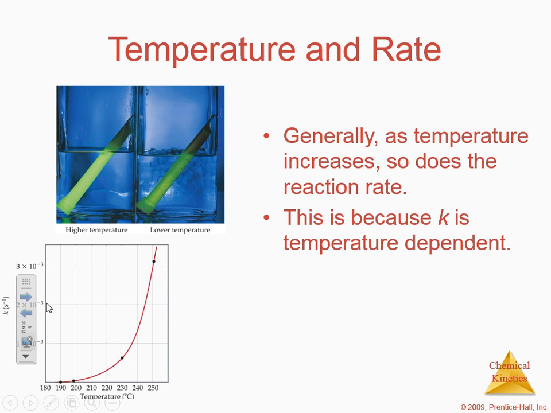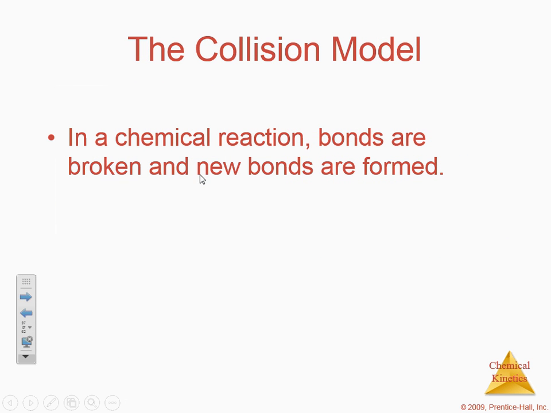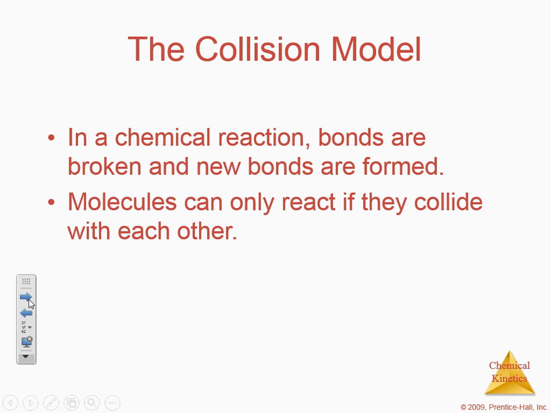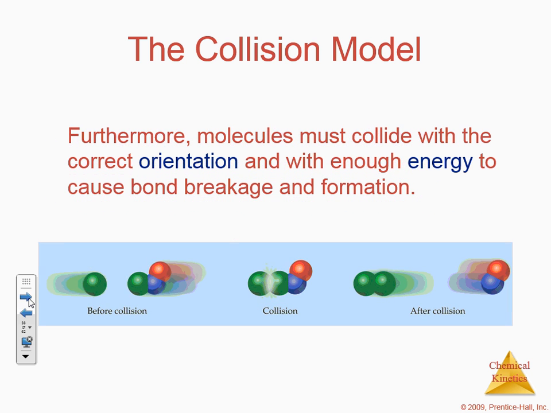Because the rate of the reaction increases with temperature, that means K is temperature dependent. K is going to depend on your temperature. In a chemical reaction, bonds are broken and new bonds are formed. Remember, molecules can only react if they collide with one another. This is key: no collisions, no reaction. Molecules must collide with the correct orientation and with enough energy to cause bond breakage and formation.